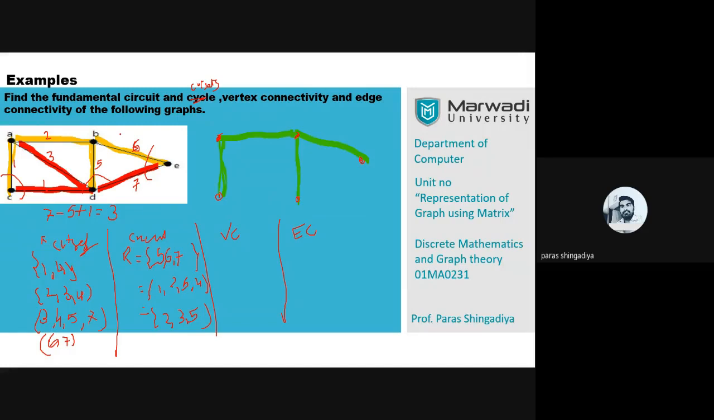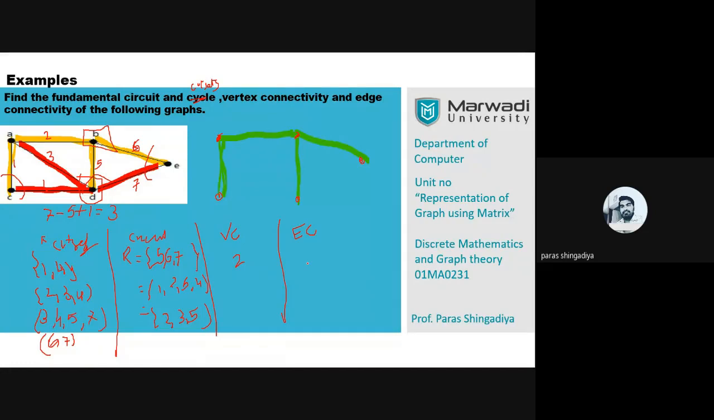So I delete at least two vertices. Let's take vertex B and vertex D. Delete these two vertices now. What is the remaining step? The remaining will be A and C in one part and E in the second part. So vertex connectivity will be 2. And now edge connectivity. What will be the answer?